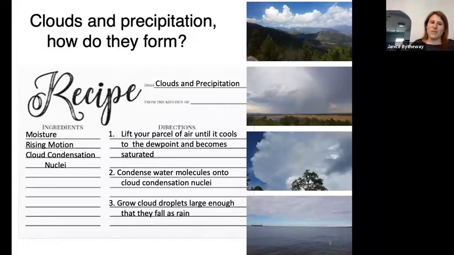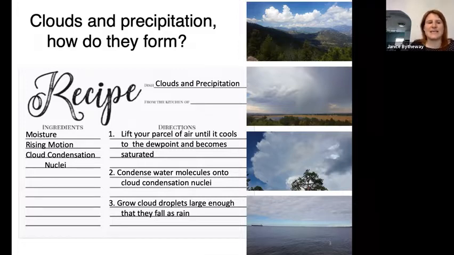It's moisture, rising motion, and something called a cloud condensation nucleus. And all you need to do is lift your air until it cools to the dew point and becomes saturated. Once the air is saturated, the water vapor condenses back into liquid water, and that happens on cloud condensation nuclei. And then you just have to grow your cloud droplets large enough so that they can't stay in the cloud anymore. They're too heavy and they fall out as rain.